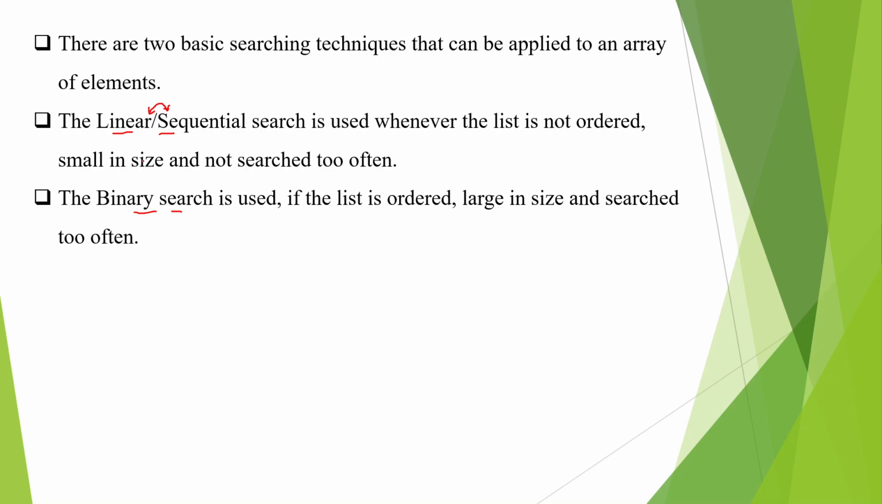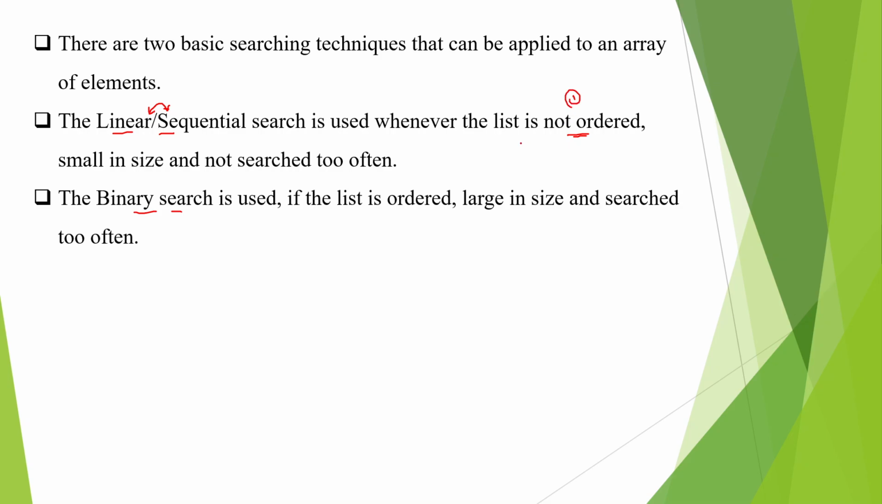So when do we go for linear search and when do we go for binary search? If the list is not ordered, in order to apply binary search, the prerequisite is that the list should be a sorted list, either ascending or descending. Only if it is in sorted order can we apply binary search. If your list is not in any particular order, then go for linear sequential search only.